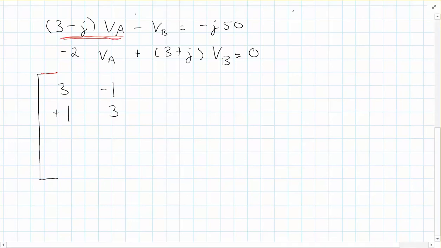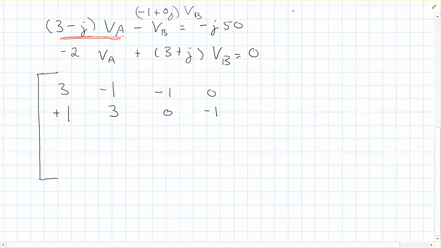Now if we look at this one here, you don't have to write this out, but what is VB? This would be negative 1 plus 0 times J times VB. So what does that mean as far as my matrix? Well, this would be minus 1, 0, 0, minus 1, because the conjugate of 0 is still 0.